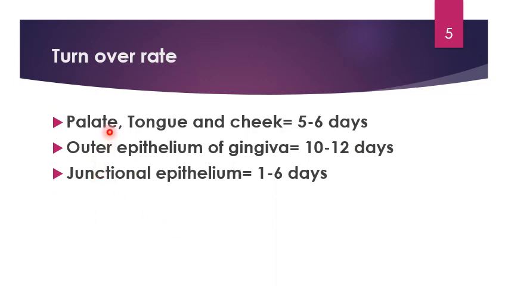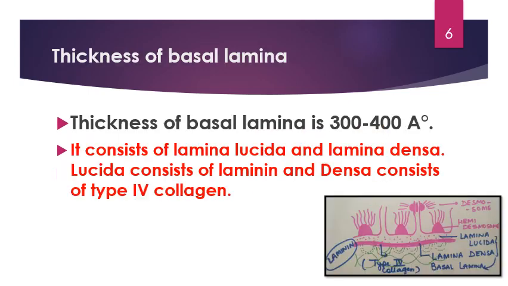Turnover rate of palate, tongue and cheek is 5 to 6 days. Outer epithelium of gingiva, 10 to 12 days. Junctional epithelium, 1 to 6 days. See, we have to see that the keratinized epithelia will take more time to get replaced. The journey from the basal cell to the stratum corneum will take around 10 to 12 days. And in junctional epithelium, it is 1 to 6 days.